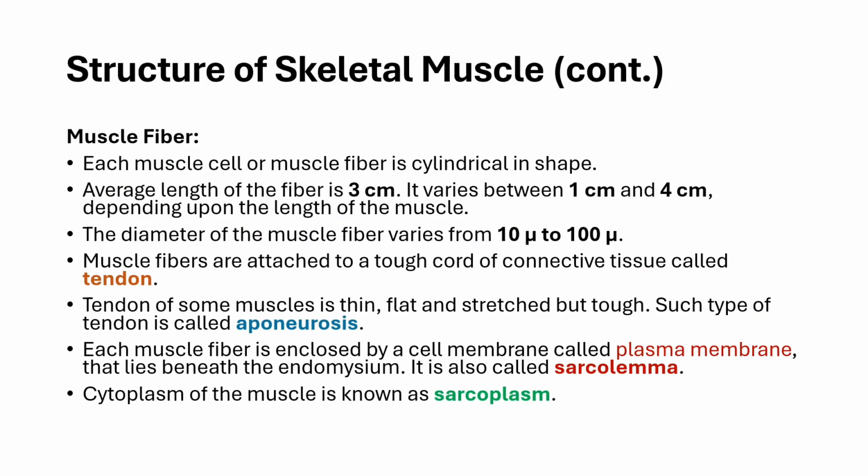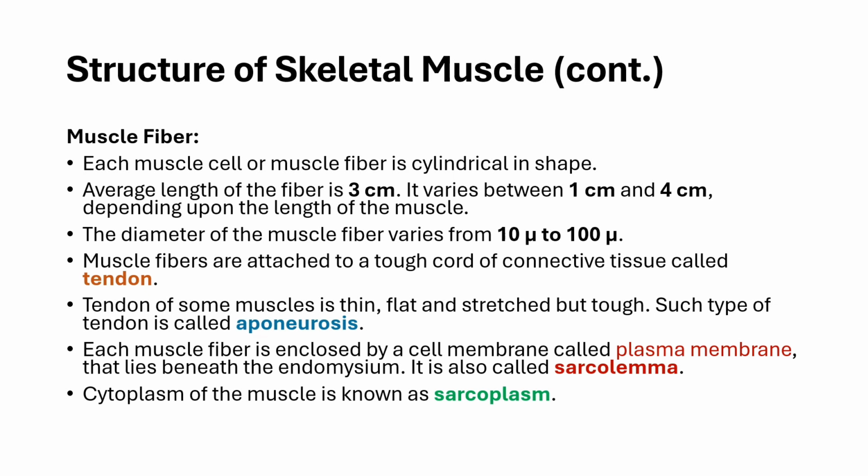Let's discuss muscle fiber under the heading of structure of skeletal muscle. If we discuss its shape and size, muscle fibers are cylindrical in shape with an average length of 3 cm. This can vary between 1 cm and 4 cm depending on the specific muscle. The diameter ranges from 10 micrometers to 100 micrometers, a size that contributes to the strength and flexibility.